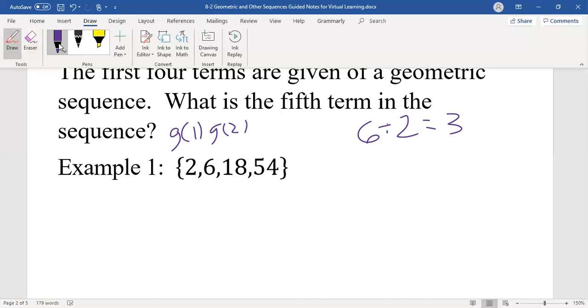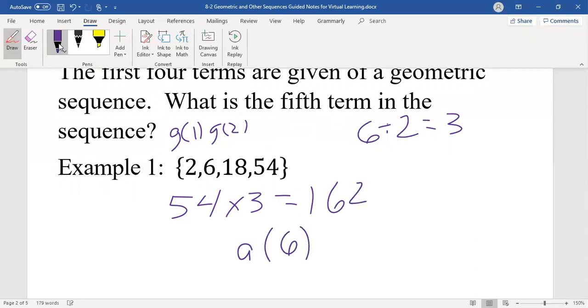So the only thing we have left to do is 54 times 3. And that should give me 162. So the 5th term will be 162.